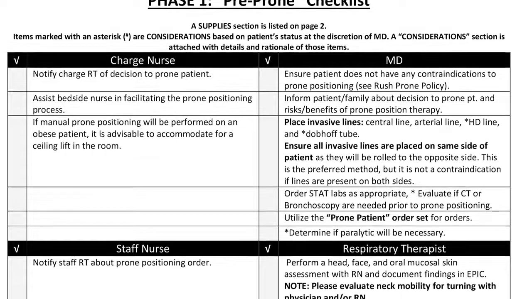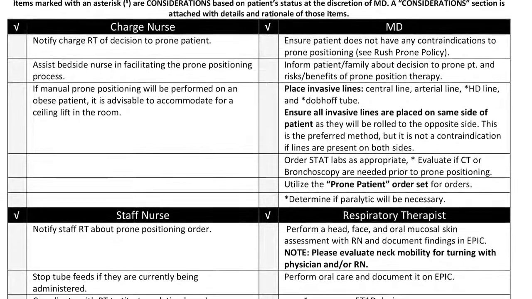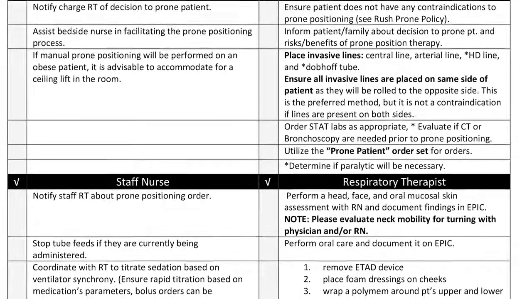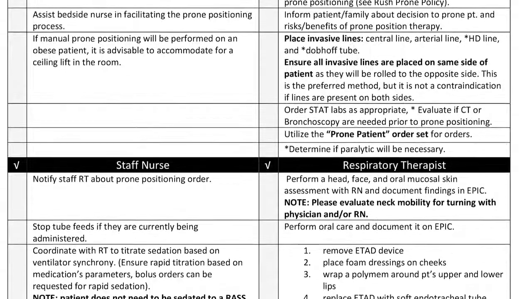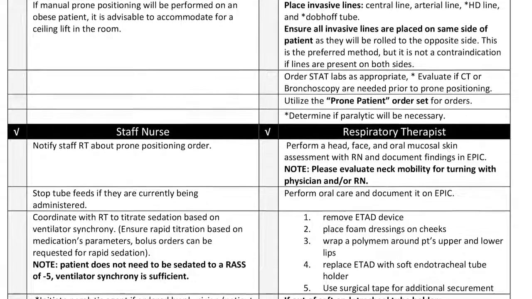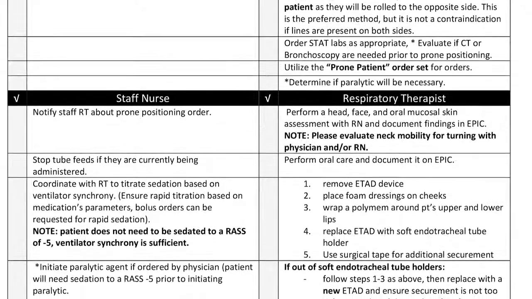The main items to highlight from this checklist are ensuring the invasive lines are placed on the same side of the patient. This is not a contraindication in the event that the lines are on opposite sides, but lines on one side is the preferred method. In the event invasive lines are on opposite sides, the central line takes precedence over the arterial line. This will be explained later in the video.